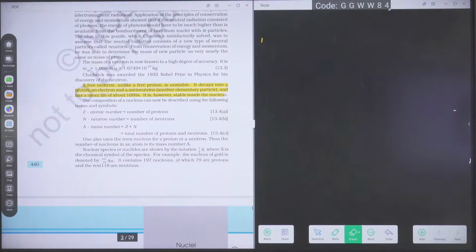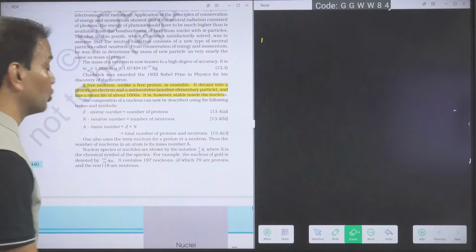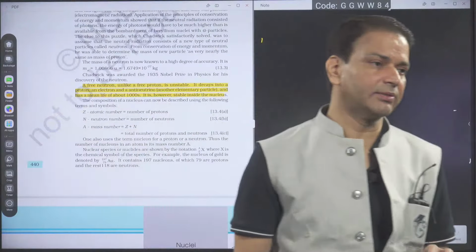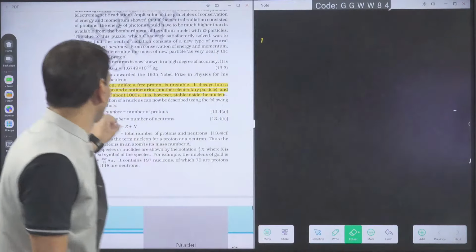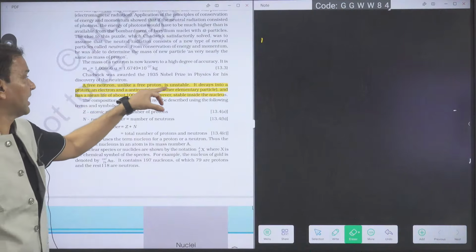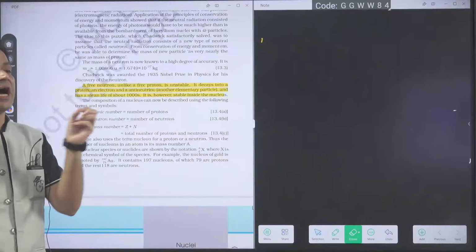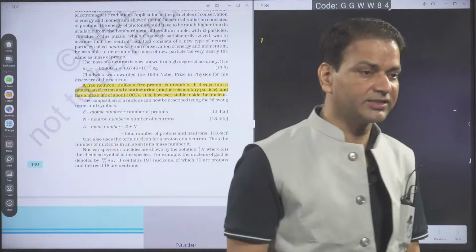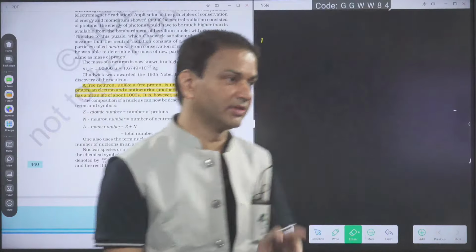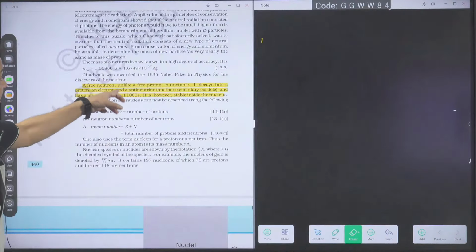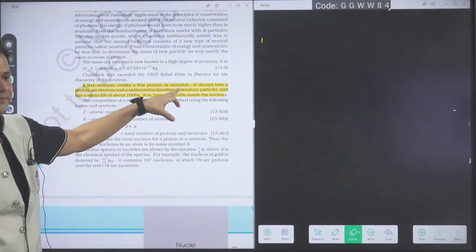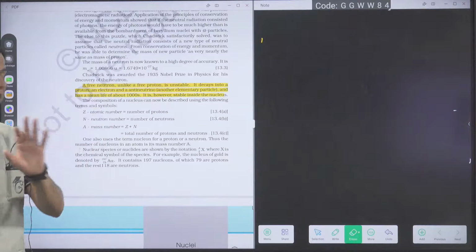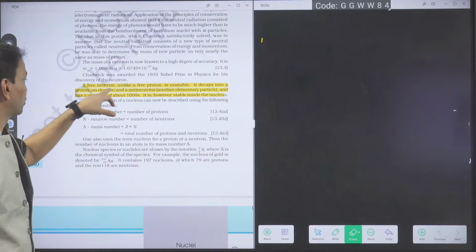Next, important point, neutron. Free neutron is very unstable. So here it has given: a free neutron, unlike a free proton, is unstable. Free neutron is unstable, free proton is very stable. It decays into the proton and electron.